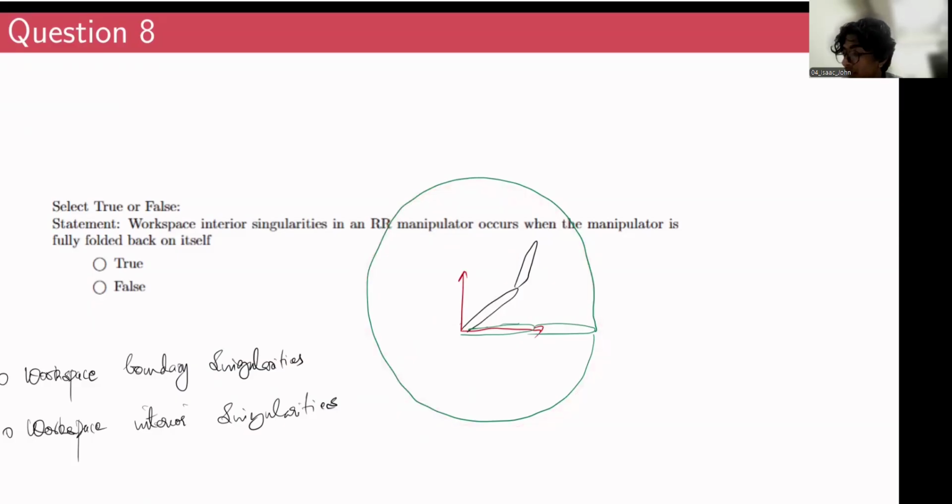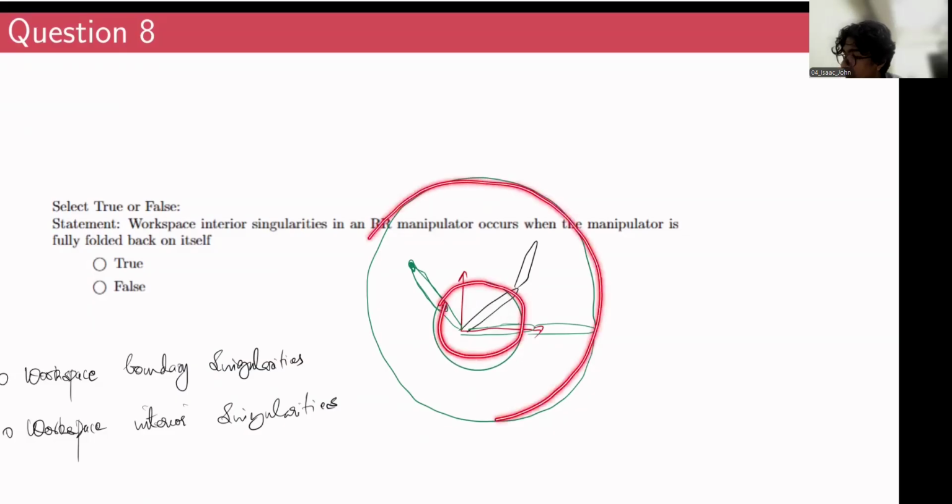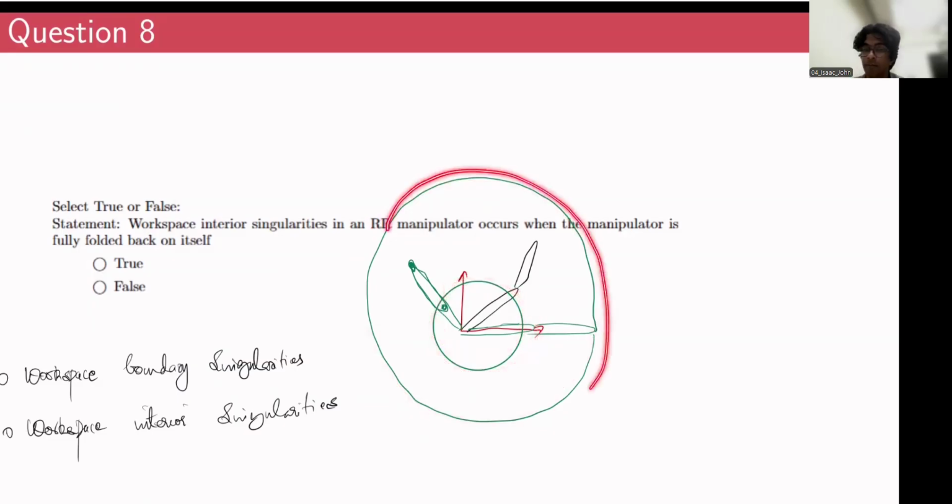And when it is fully folded, it would be like this: one link goes like this, and the other link comes back. The maximum interior point it can reach would be this inner circle. That is also another boundary. So both of these are actually boundary singularities. This is an inner boundary and this is an outer boundary. It can have multiple boundaries.